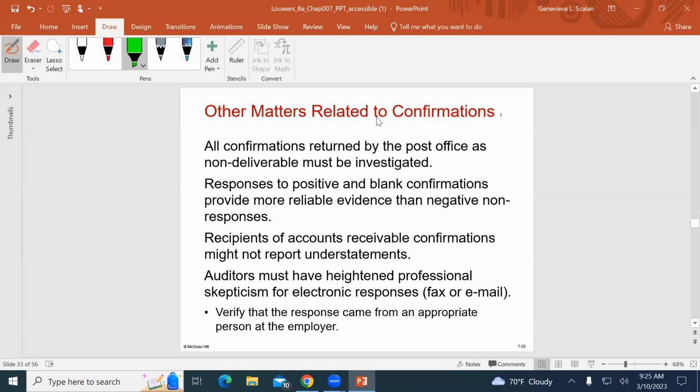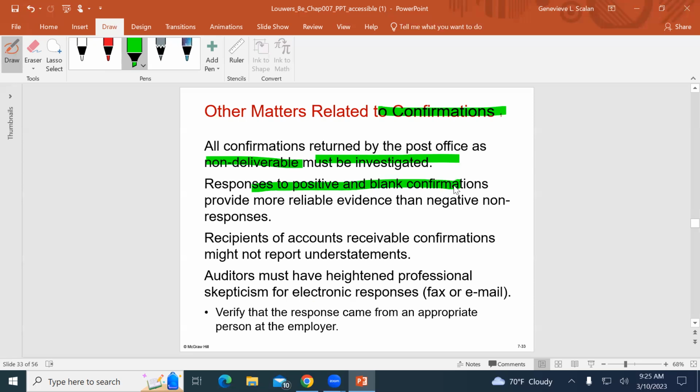If you have things that happen on confirmation, so when you mail out your confirmations, if you get something back that says non-deliverable, or that phone number doesn't exist when you try to call, or there's some problem, you need to investigate that, because those are probably fake accounts receivable.